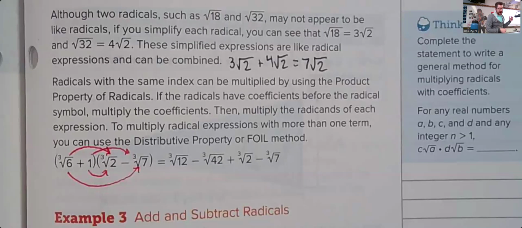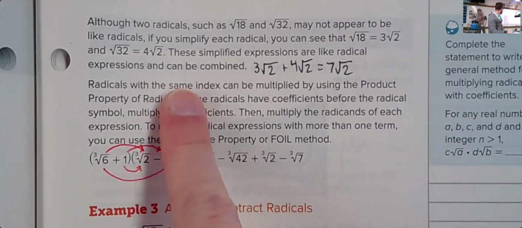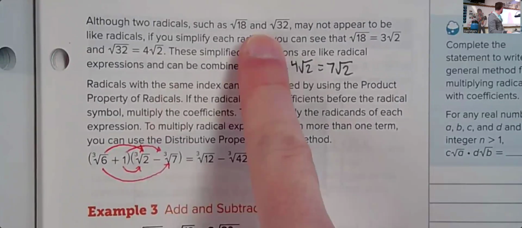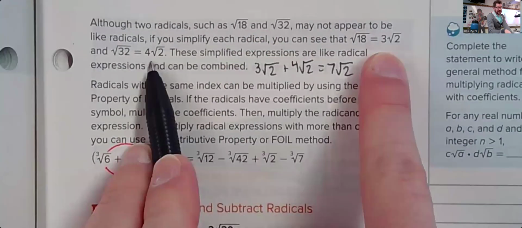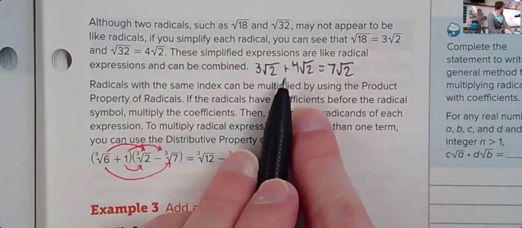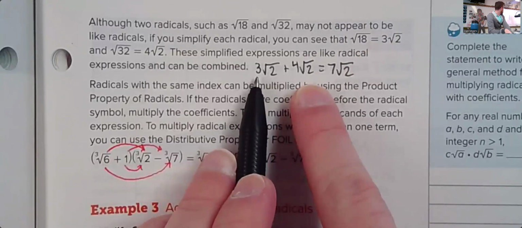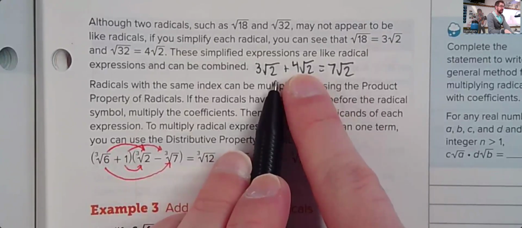So with adding and subtracting radicals, you have to have like radicals. We talked about that on Friday. So the square root of 18 and the square root of 32, both of those reduce to have a radical 2 afterwards. 18 reduces to 3 root 2, 32 reduces to 4 root 2. So if you were to add those two together, 3 root 2 plus 4 root 2 is 7 root 2. You basically treat the root 2 just like you would treat a variable.